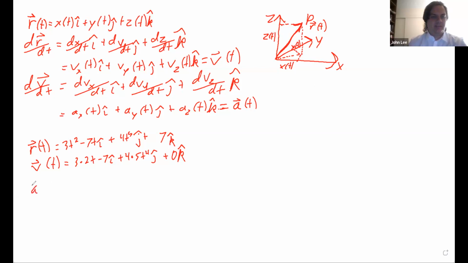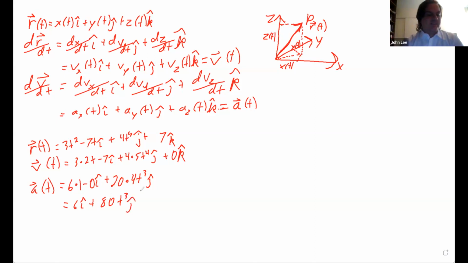And then a of t is going to be the derivative of v of t, which is going to be 6 times 1 minus 0 i plus 20 times 4t cubed j, which is just going to be equal to 6i plus 80t cubed j.